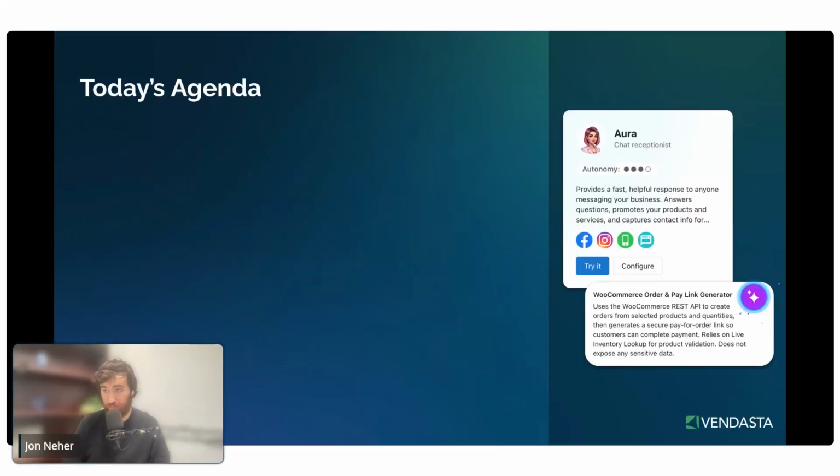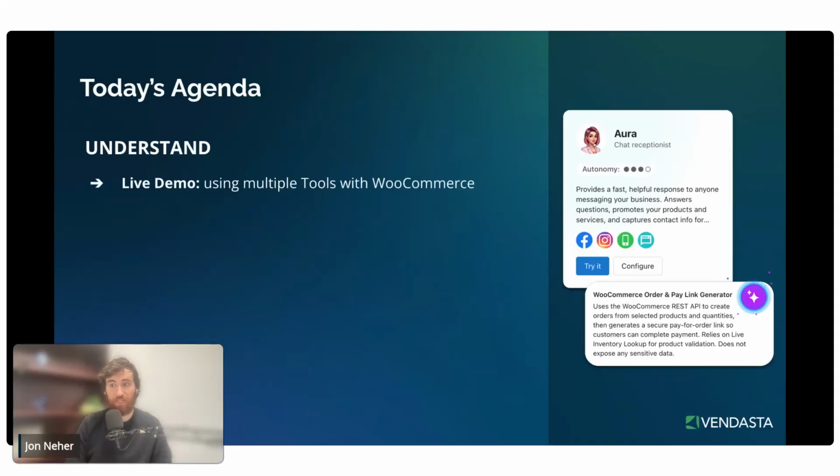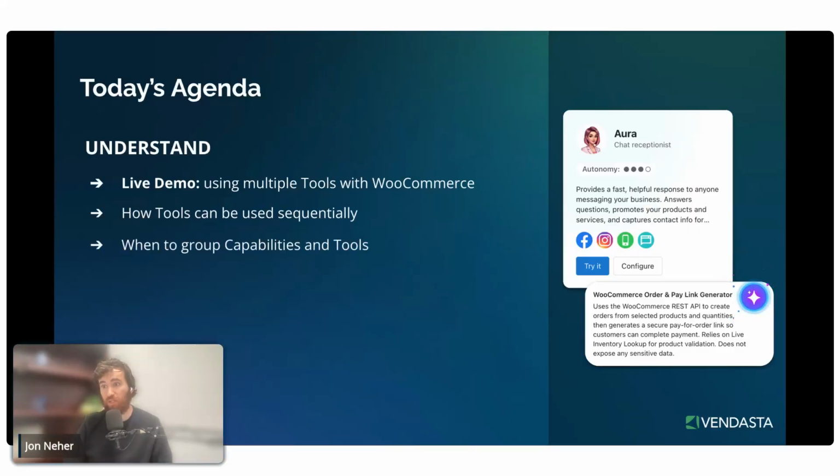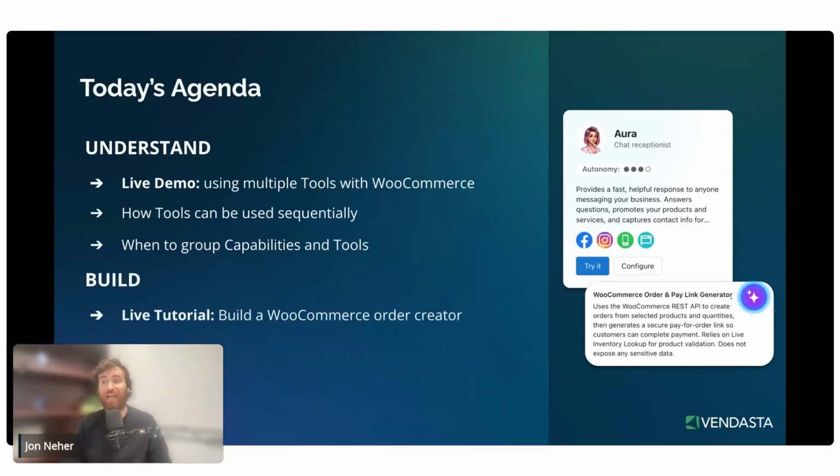On today's agenda, we are going to take time to understand how you can use multiple tools, and I'll give you a demo of that with WooCommerce, a really great example. We'll understand how tools can be used sequentially by AI employees and when to group capabilities and tools together. Then we'll take some time to build, and I'll give you a live tutorial on how I built this WooCommerce order creator.